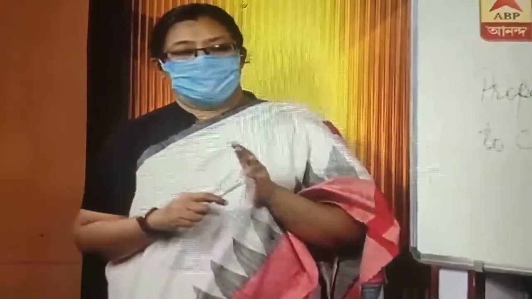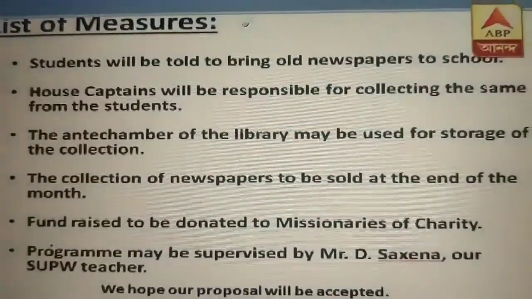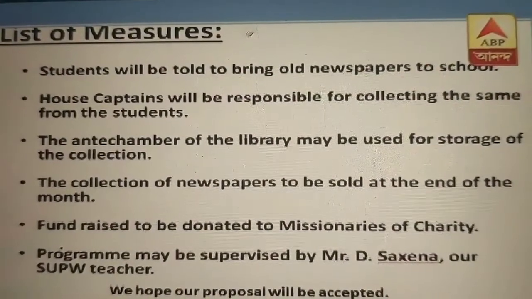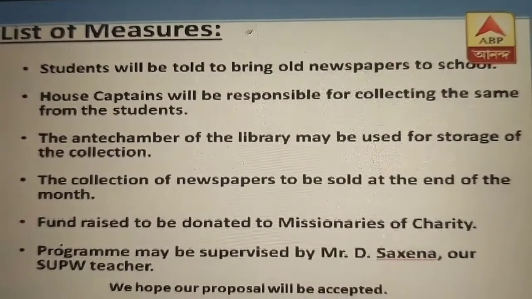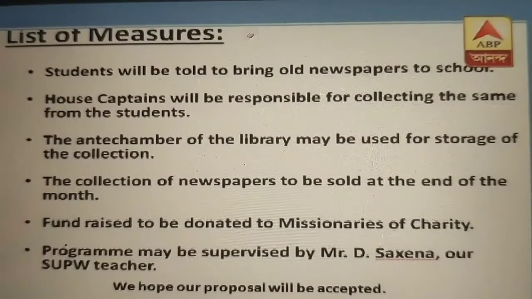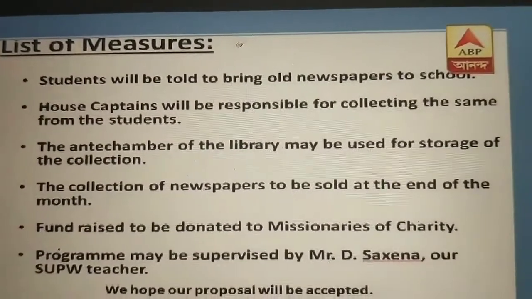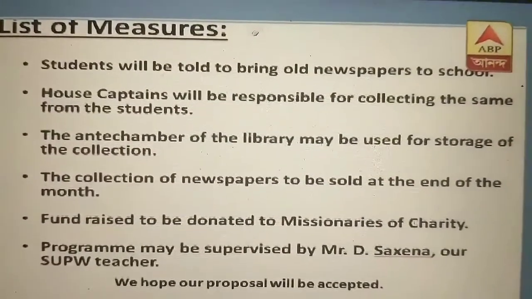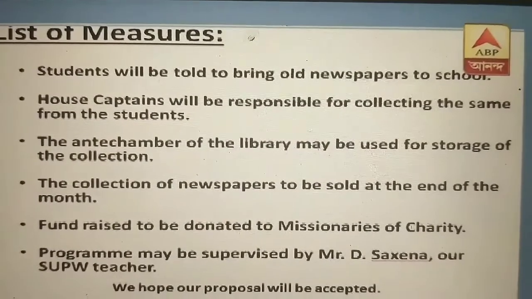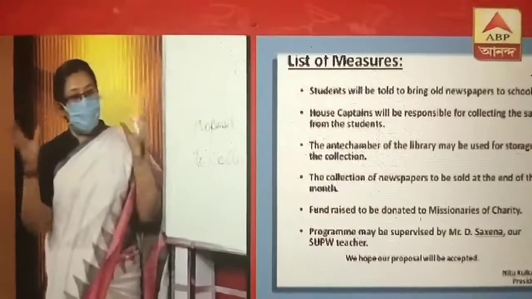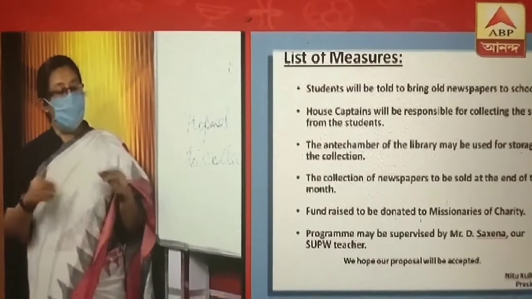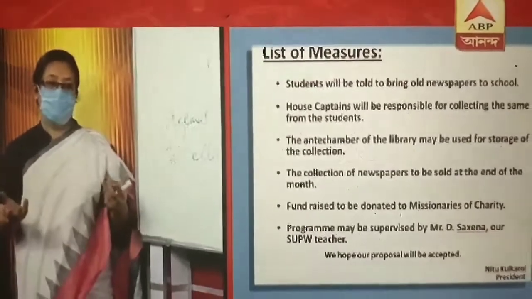Now we come to the list of measures. You see the subheading, list of measures. What are measures? Measures means certain steps that you take so that your program becomes successful. You thought about a program. You are the senior student of the school. You are given a responsibility. You have thought about some kind of measures. How to go about with the program so the program becomes successful.